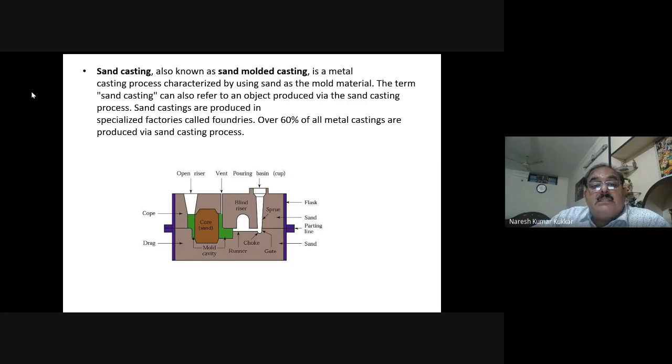Sand castings are produced in specialized factories called foundries. Over 60% of metal castings are provided by the sand casting process. Because it is a normal process, it is a cheap process, and sand is easily available. So this is a cheap method to create a huge structure. So 60% of the metal castings are through sand casting only.